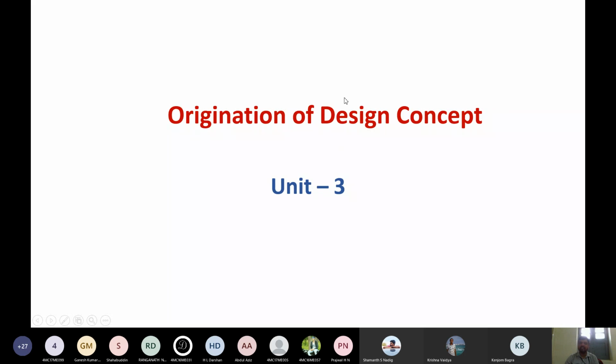Okay. So in creative phase, you are going to generate as many solutions for a design problem as possible. After understanding the need of a problem, in the second phase, that is creative phase, you are going to generate as many solutions as possible.